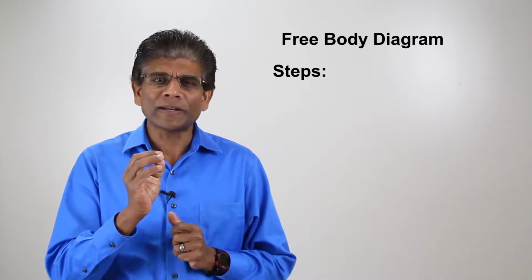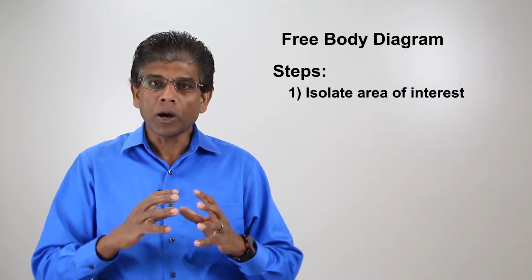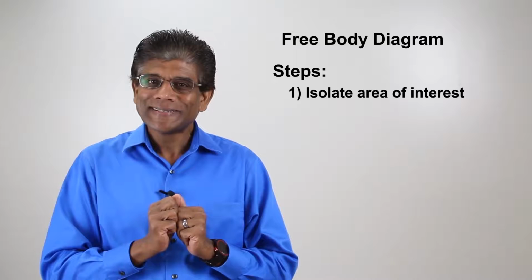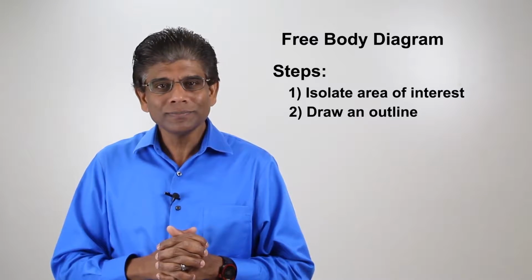In order to solve this problem, we first need a good free body diagram. Here are the steps to get it perfect every time. First, isolate the body or area of interest. Second, draw an outline of the isolated portion of the system.